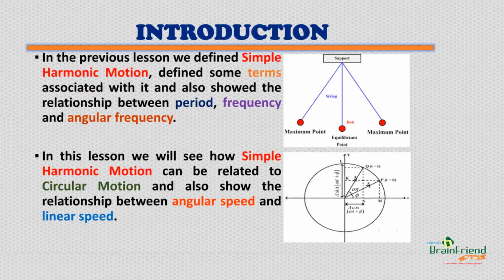In our previous lesson, we were able to describe what simple harmonic motion is. We defined some terms associated with simple harmonic motion, such as amplitude, frequency, and period. We also established the relationship between period, frequency, and angular velocity or speed. In this lesson, we'll be relating simple harmonic motion with uniform circular motion and also establish a relationship between linear speed and angular speed.